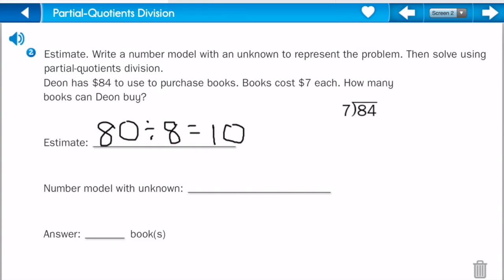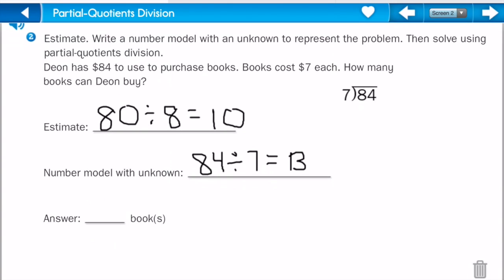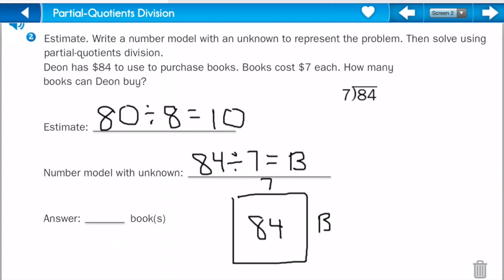Now we're going to do our number model with our unknown, okay? So we're going to do 84 divided by 7 equals, we're going to put B for books. Now we're going to draw a picture to represent it. I'm going to draw my picture down here this time. So I'm going to do 7B 84, okay? So now, I'm going to draw my box up here.